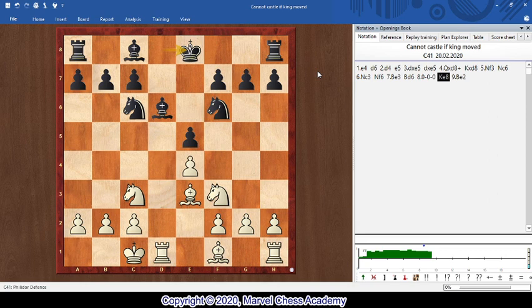The same rule holds good even if one of the rooks has moved. Let's say the rook on h8 has been moved and it came back to the original position. Black can no longer do short castle. So is the case if the rook on a8 moves. Then black cannot do long castle.